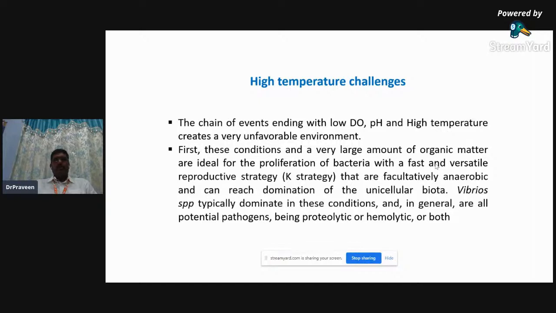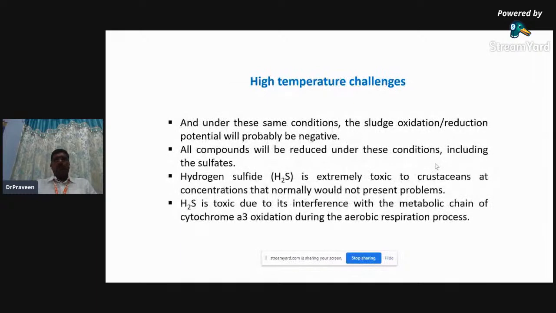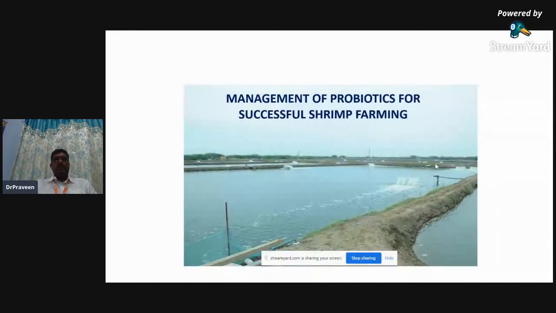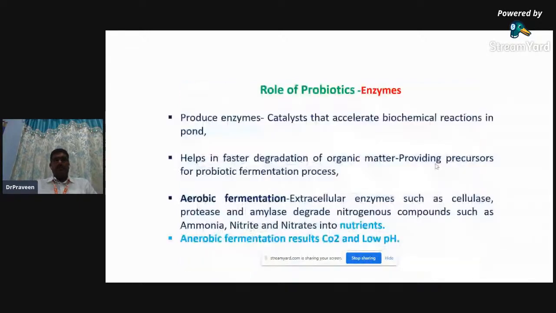So that's why now most of the change is happening in the culture system: closed environment, closed culture system, not open system. Most of the farmers are now coming to inside culture systems, closed shrimp aquaculture systems. So that's why we say management of probiotics is key for successful shrimp farming, because probiotics, particularly, as we know, they produce enzymes, they act as a catalyst.